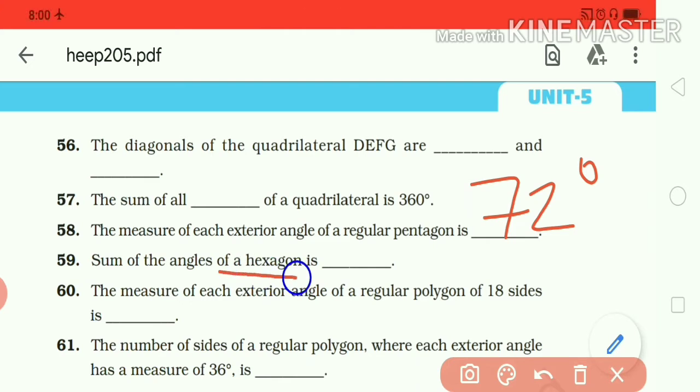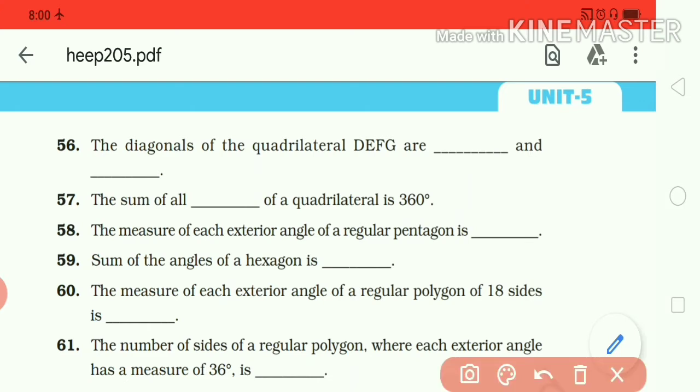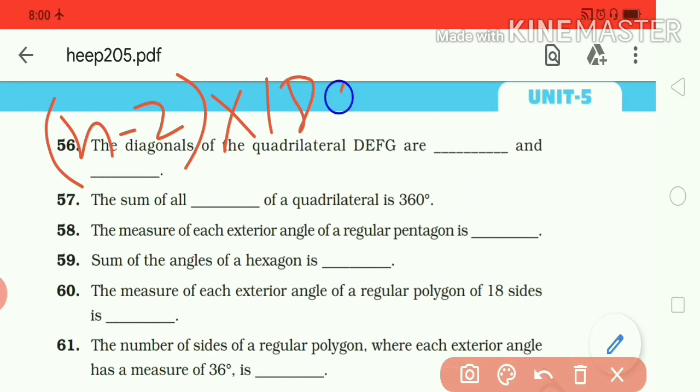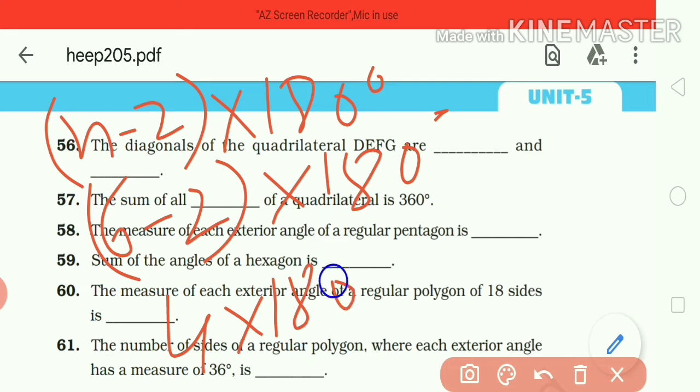Sum of angles in the hexagon. Okay, it is not given whether it is interior or exterior. If it is asked exterior angle, then it is 360 degree, and if it is asked the interior angles, then you can find by the formula n minus 2 into 180 degree. So what is n here? N is number of sides. Hexagon has 6 sides, so 6 minus 2 into 180 degree, and this will be 4 into 180 degree, and 18 4 is 72 carried by 0.